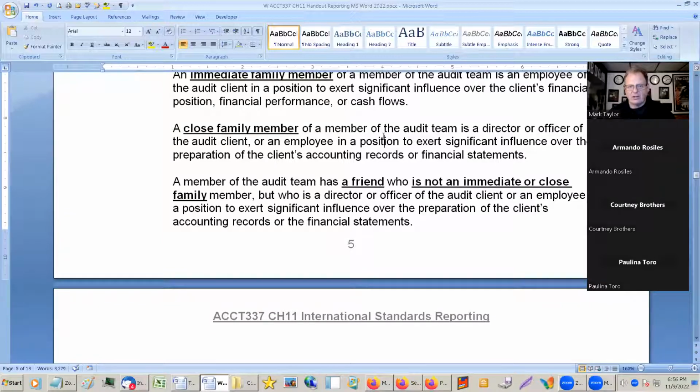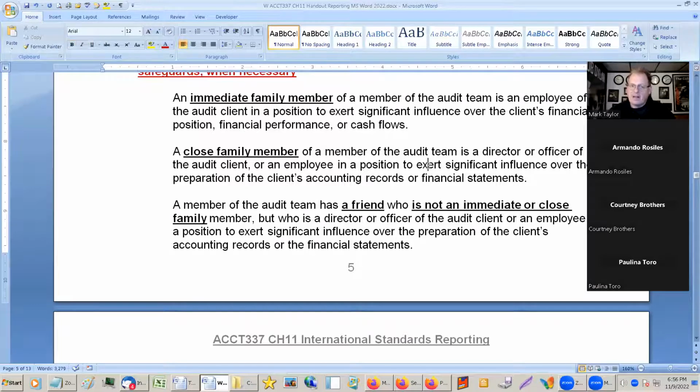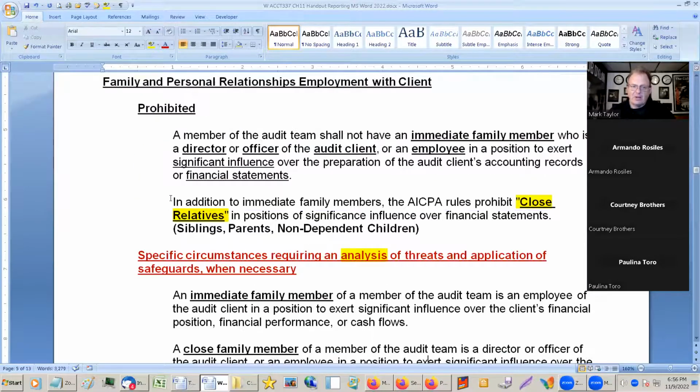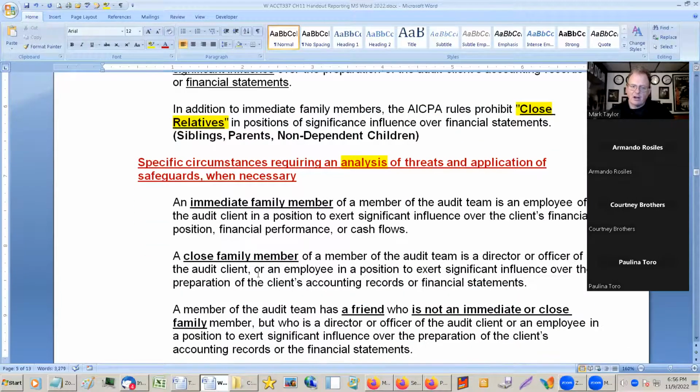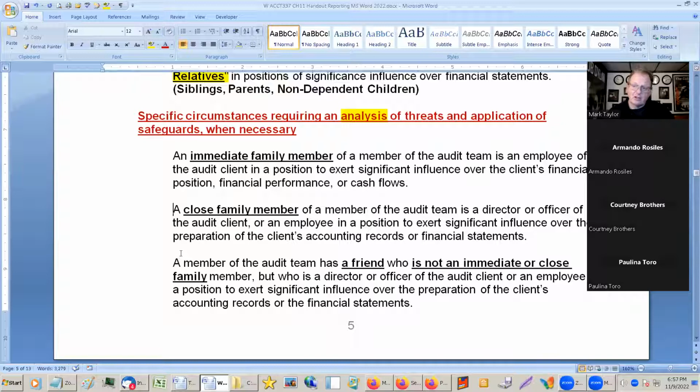A close family member. So now we're getting away from the immediate family member, but a close family member who is a director, and so on. So when I said up here that it's prohibited for close relatives, down here, if they are a close relative, a close family member, then you have to do an analysis. But it is possible that you can still do the audit. So you may have your mother as the controller and still do the audit.